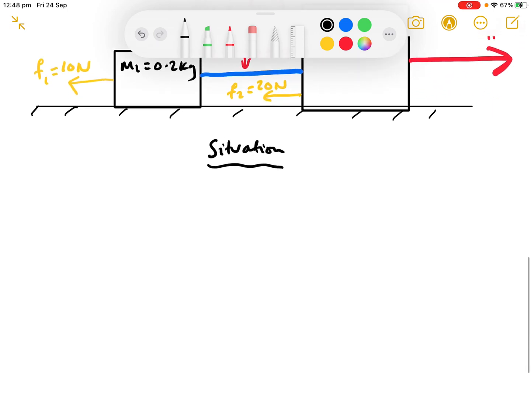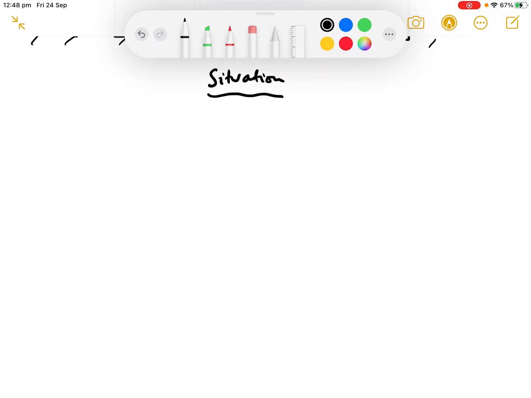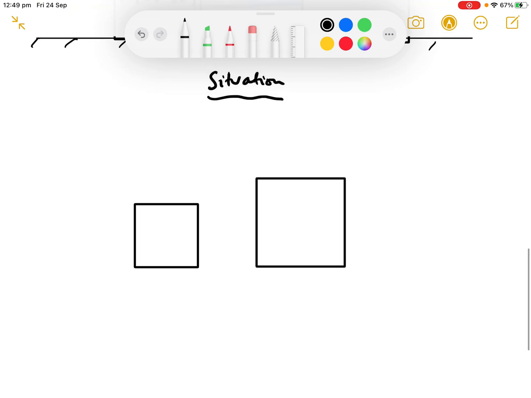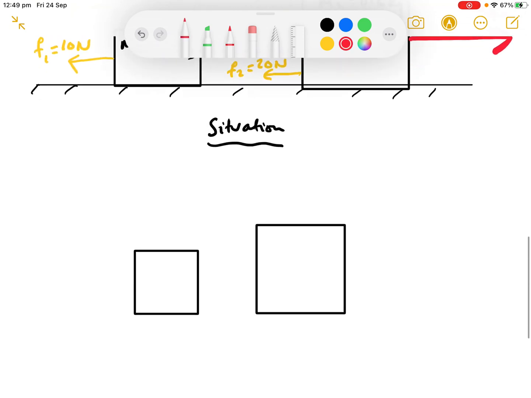I'm now going to redraw it as a free body diagram. It will look quite similar, but it's just a little bit simpler. So we have our two blocks, like so. And now we can put in the various forces.